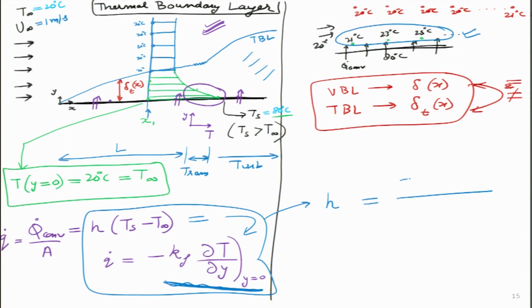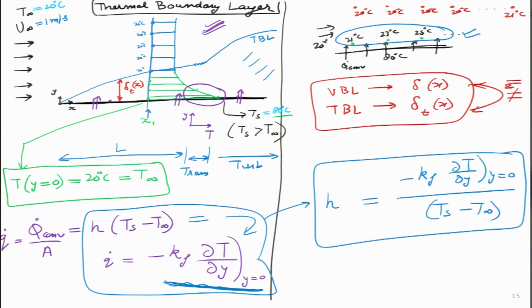So, I will say this is equal to minus kf del T del y at y equals 0, simply divided by Ts minus T infinity. So, our holy grail we have actually found. How? Because the kf value is known to us. This is the fluid thermal conductivity. Ts value is already known. I can measure it with the thermocouple. T infinity also I can measure with the thermocouple. It is just the temperature of the air.